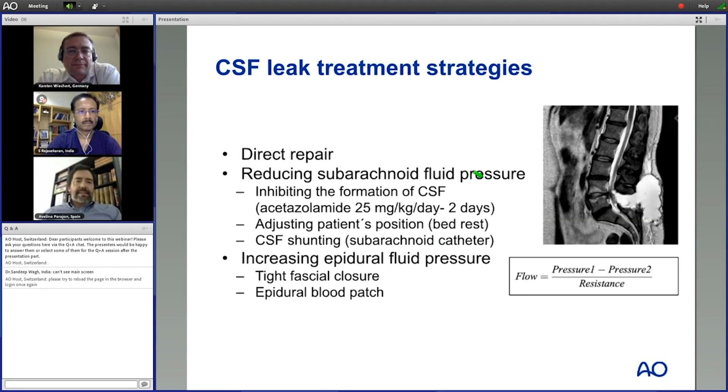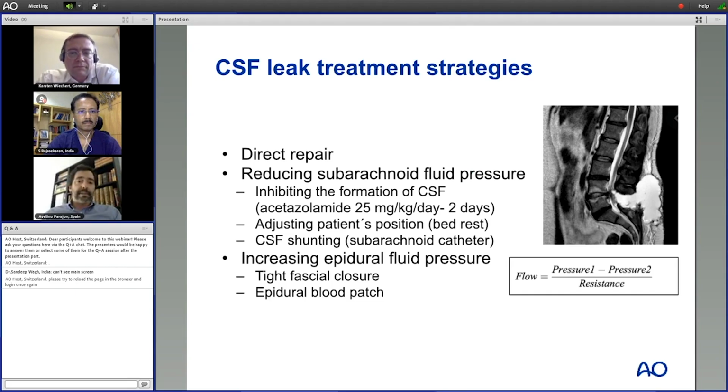Okay, so we have seen some strategies for direct repair of the CSF leak, but we have other strategies, and these are reducing the subarachnoid fluid pressure or increasing the epidural fluid pressure. To reduce the subarachnoid fluid pressure, we can use some medications like acetazolamide, we can adjust the patient position, or we can take some fluid from the subarachnoid space.